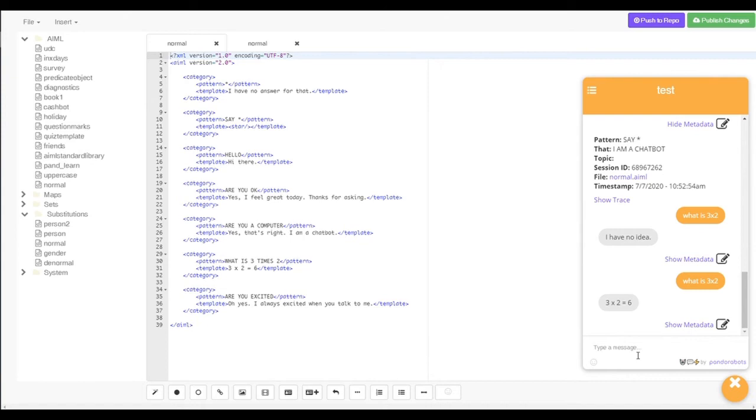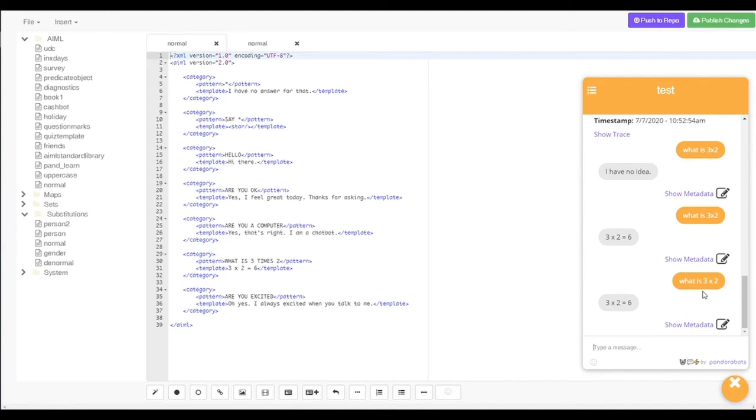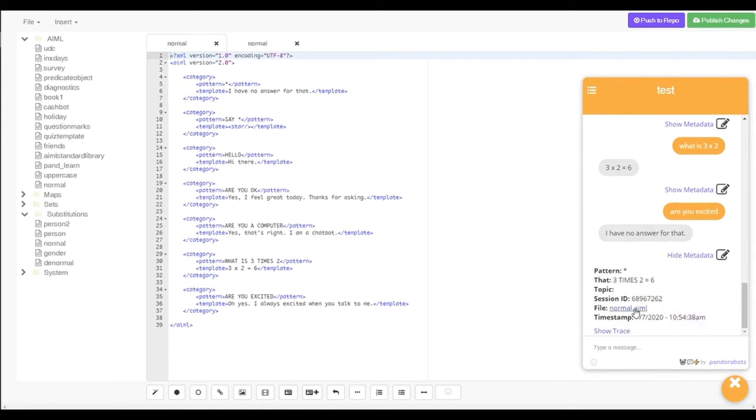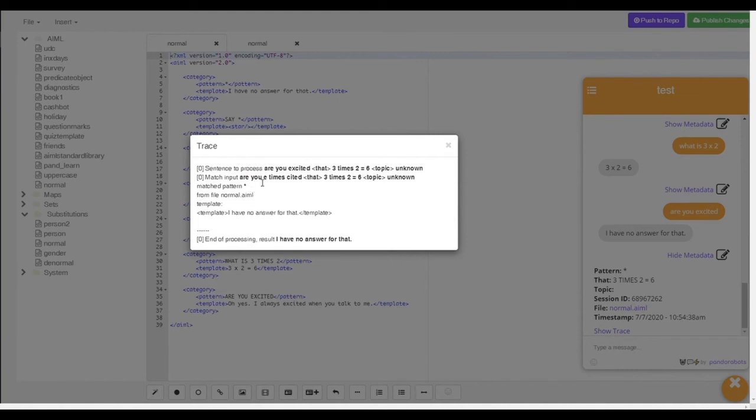We don't have to put spacing in there. I think if we put a space in, it should still work. Yeah, it still works there. However, we're going to get the same problem. Let's say we now say to it, are you excited? Doesn't match. Why doesn't it match? Let's have a look at our trace. Because it's are you E times cited.